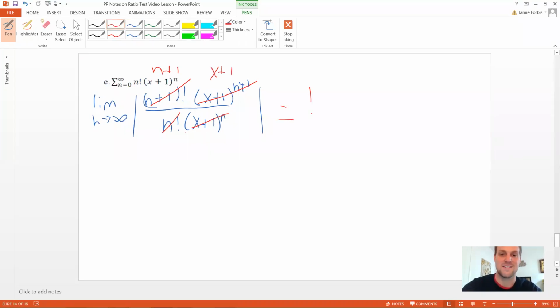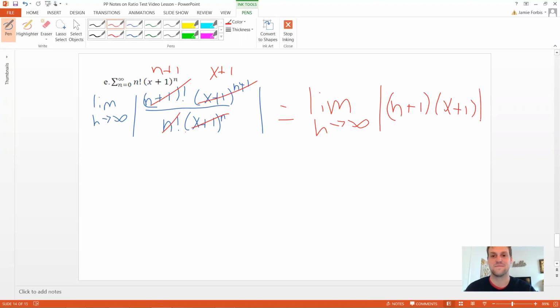So what we're left with is the limit as n is approaching infinity of the absolute value of n plus 1 times x plus 1.